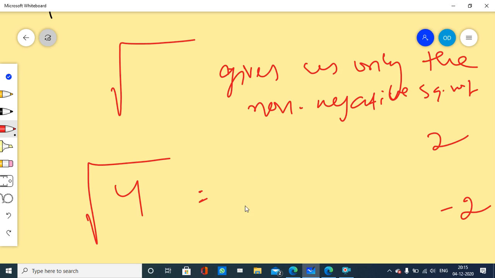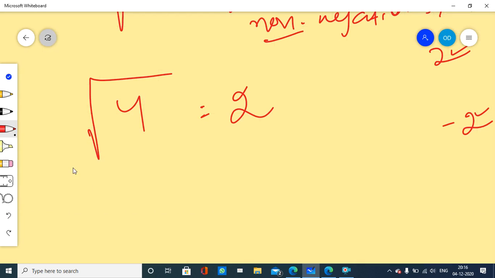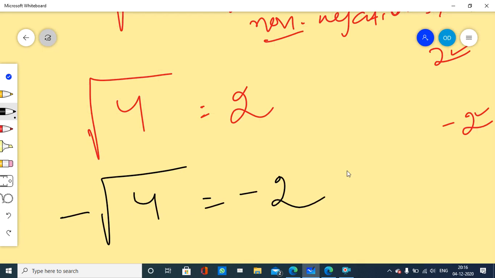But what will the answer be here? The answer will be only 2 here. Because you have just written this symbol, and this symbol only gives the non-negative square root. So between these two square roots of 4, which one is non-negative? 2. So it will give you 2 as the answer. Now when will it give you -2 as the answer? If you put a minus sign in front of it, then it will give you -2.